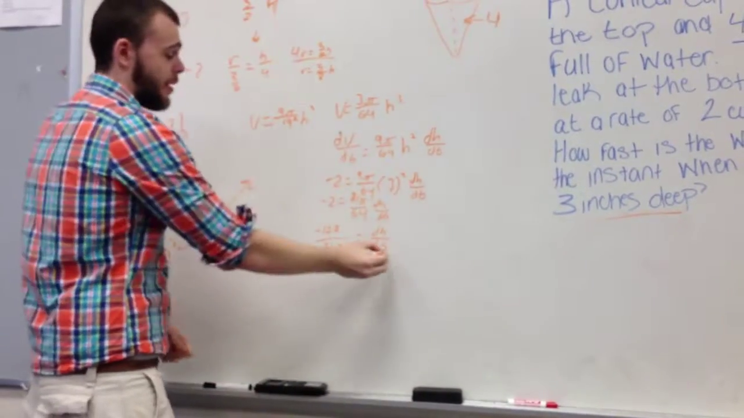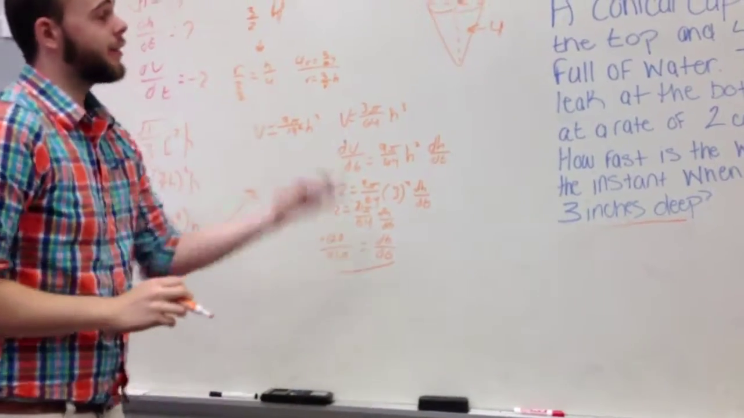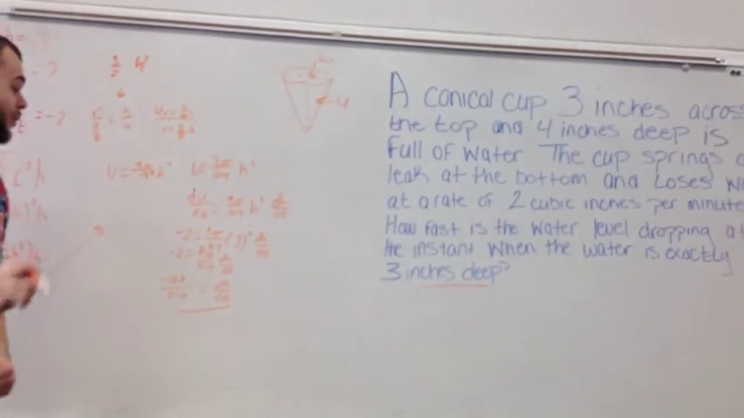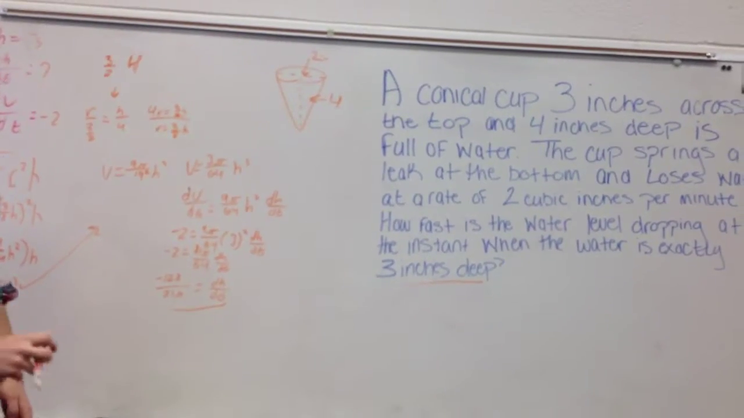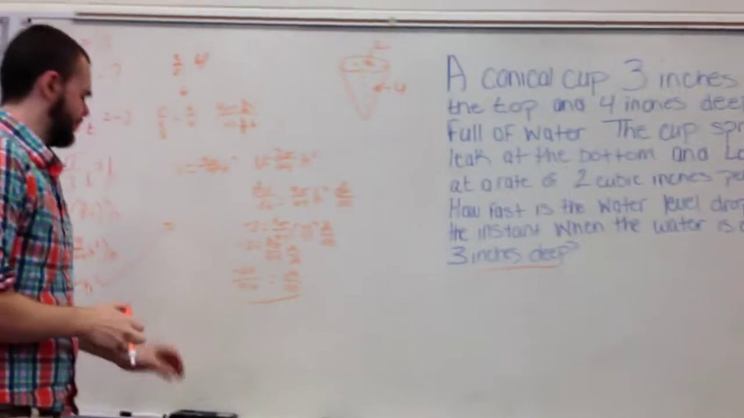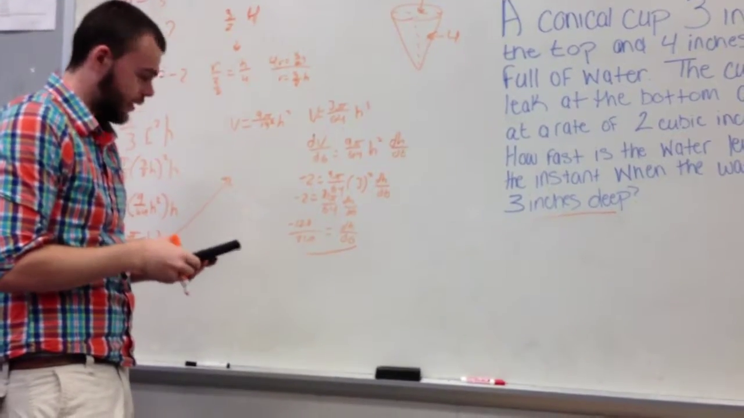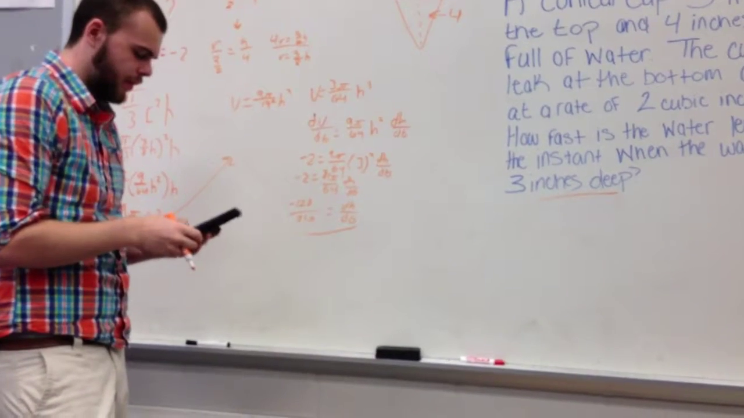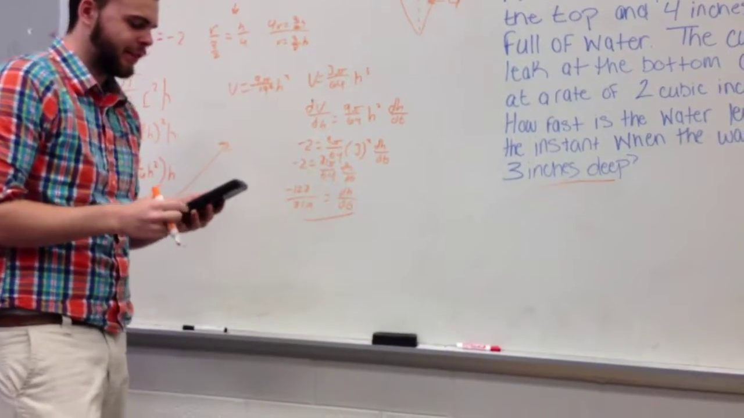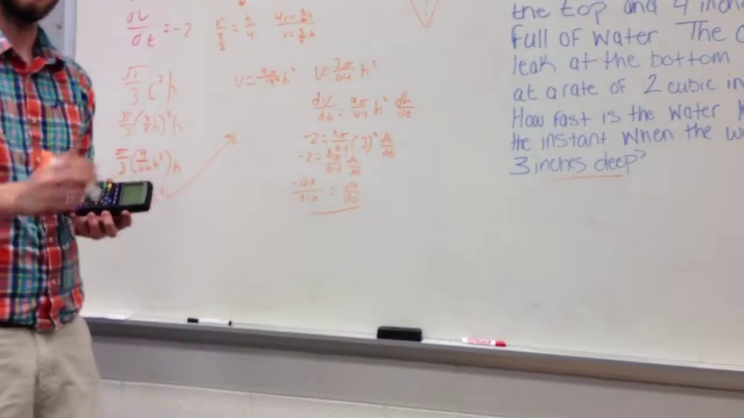And here's our answer. So basically, this conical cup is losing negative 128 over 81 pi cubic inches per minute. This is basically losing 0.5 cubic inches per minute.